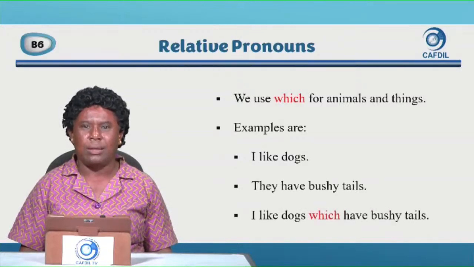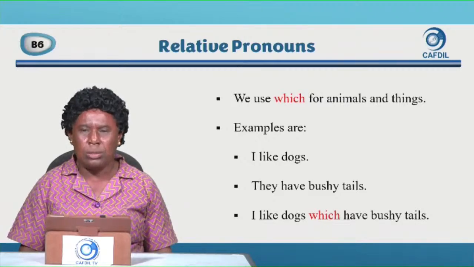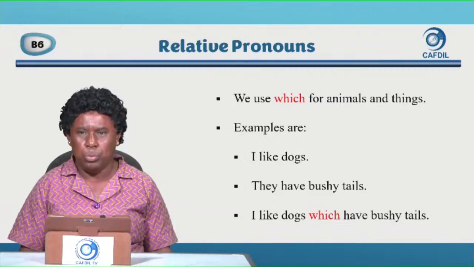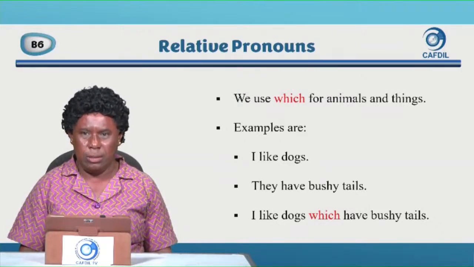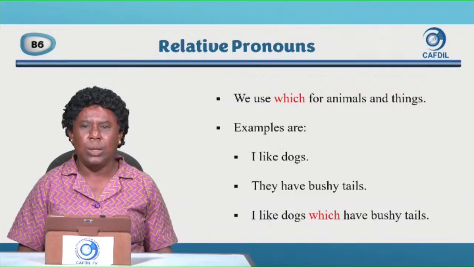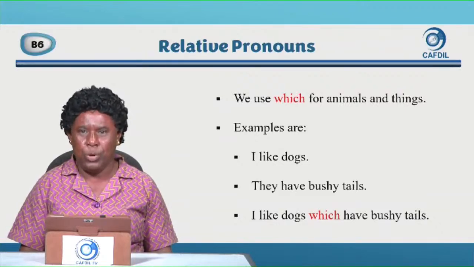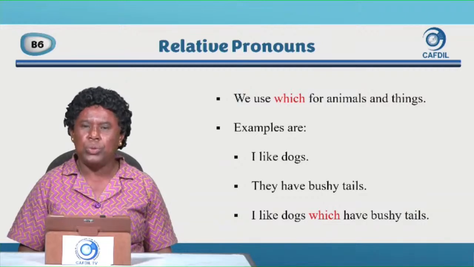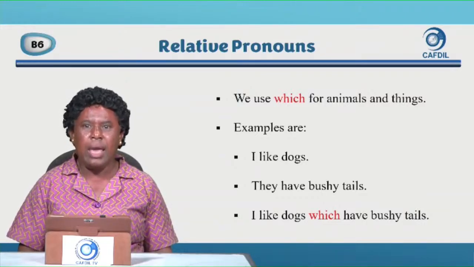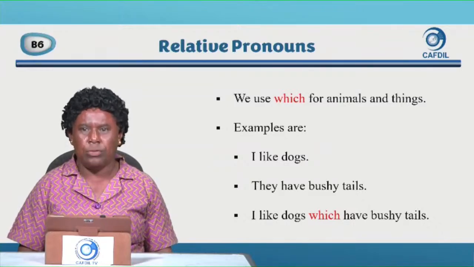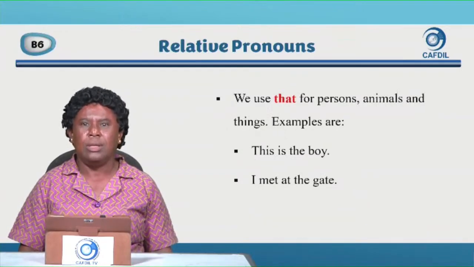Let's read it together. I like dogs which have bushy tails. Here we see that which is the right relative pronoun. It is referring to an animal. And what is the animal? Dogs. I like dogs which have bushy tails. Let's continue.